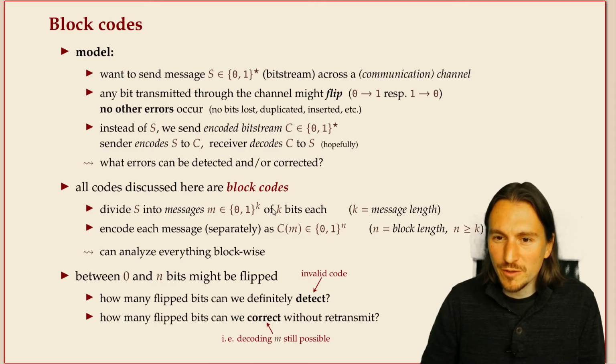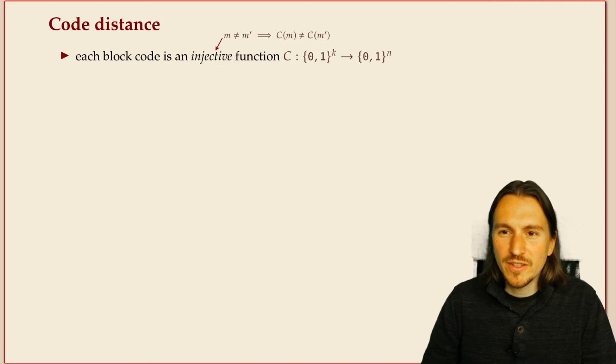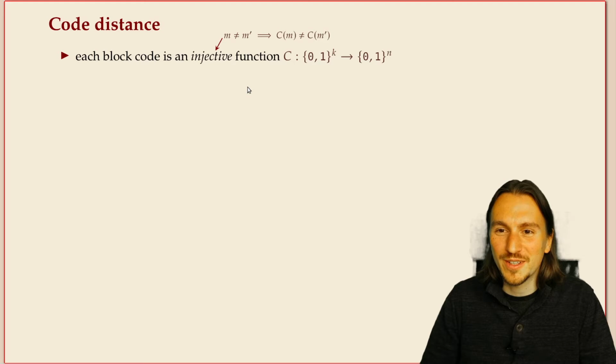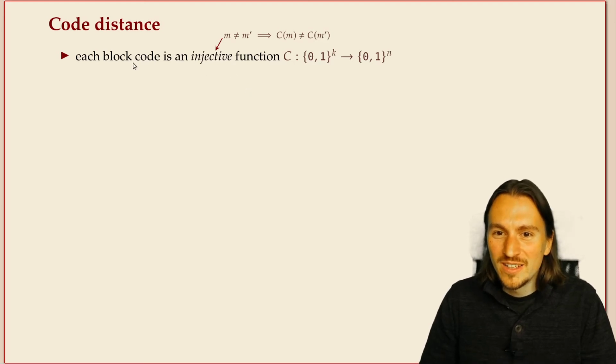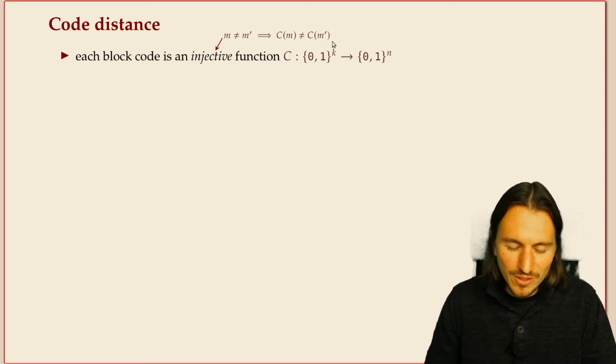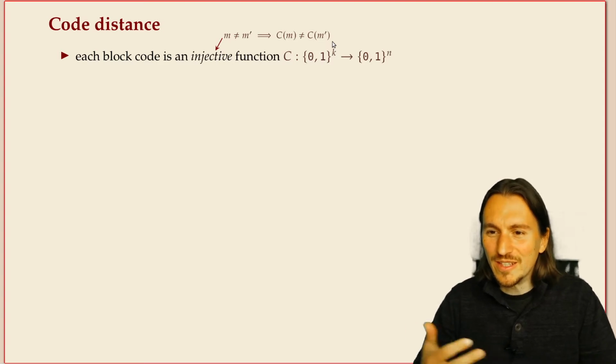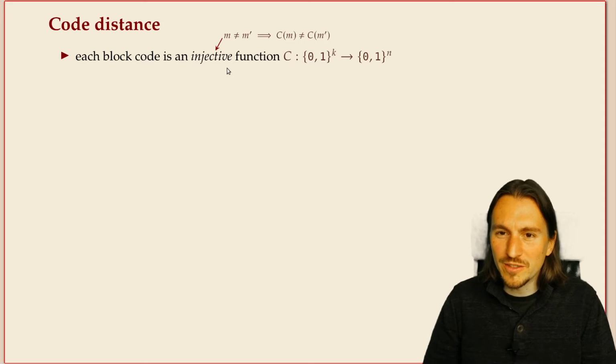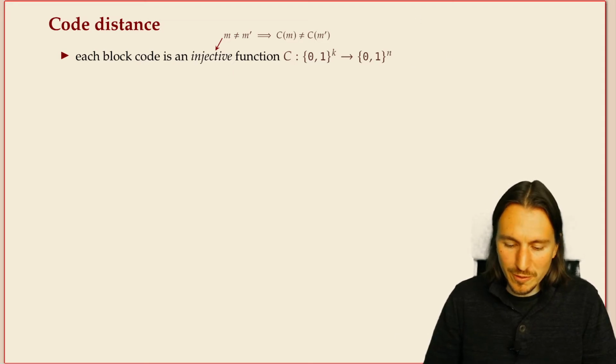We start with messages of k bits. We encode them with n bits, a bit more than k. What can we do with it? It turns out a key number for a code is the so-called code distance. And to define that, we need a little bit of terminology. First of all, a block code is just a mapping that takes any message and transforms it into some code word. And it has to be injective. If I give it two different messages, it better produce two different code words. Otherwise, there's no way I can decode that correctly, right? So injective just means it produces different codes for different messages.